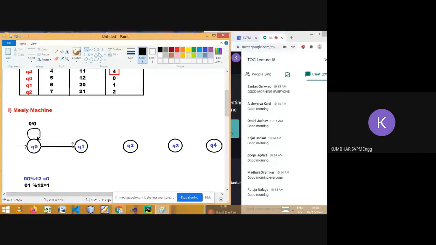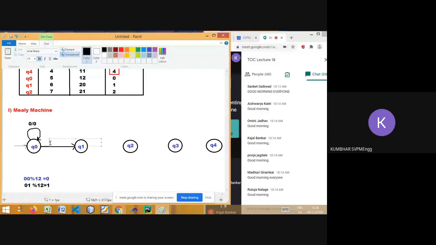This transition will go if in Q0 you read 1, and what will be the output? If it reads 1, the remainder is 1, so that will be the output. See, first is the input, oblique, then output. That is the Mealy machine. Correct.